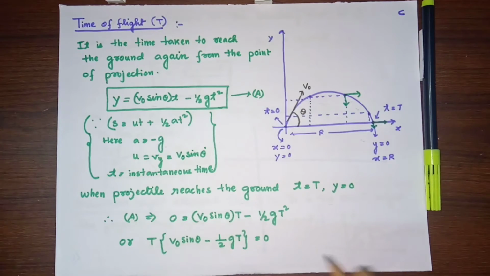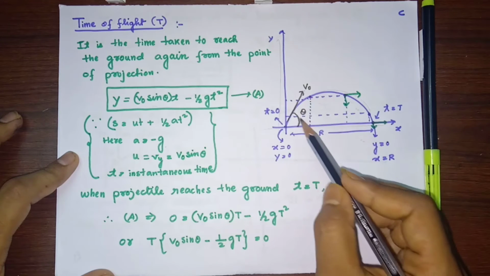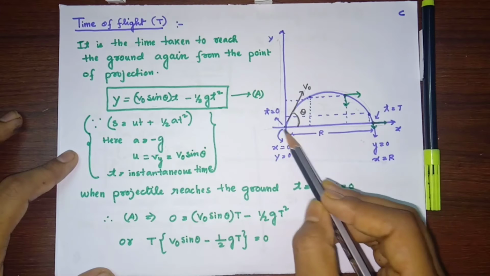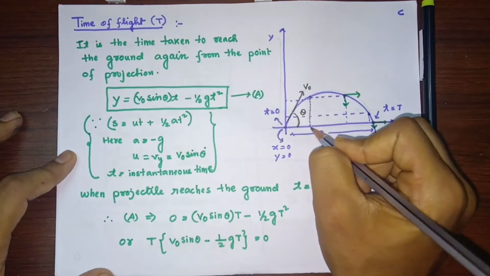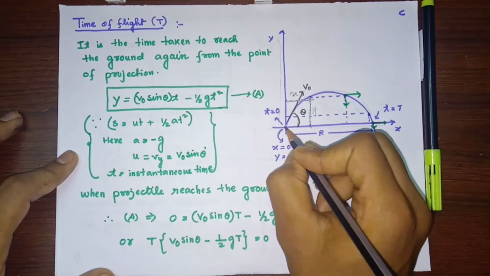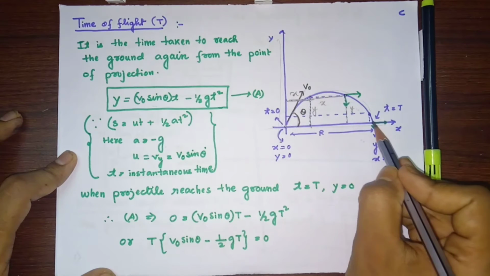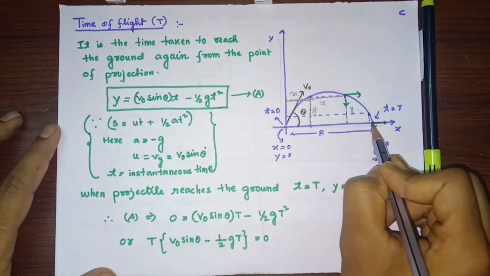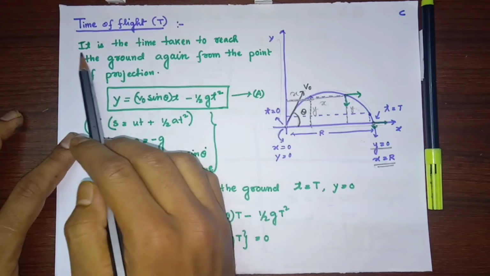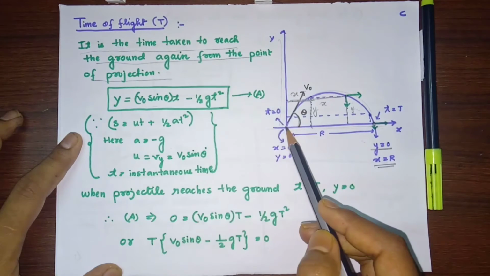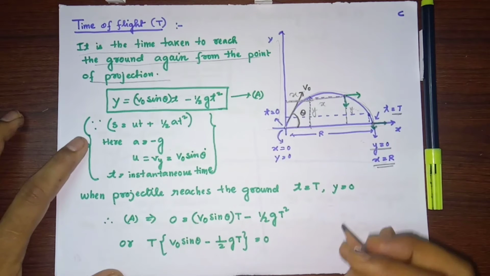Now let us see the time of flight. I have drawn the same diagram again. This is the parabolic path, this is the initial velocity, this is theta. At t equal to 0, x equal to 0 and y equal to 0, because it's the origin. At any instant, this is the y component and this is the x component of distance. At the point where the particle hits the ground, y equal to 0 and x equal to R. It is the time taken to reach the ground again from the point of projection, the time of flight. Small t is the instantaneous time, so at the time of flight it will be capital T.